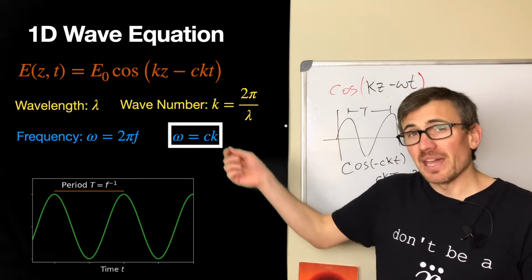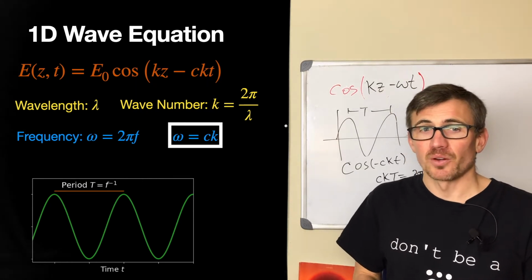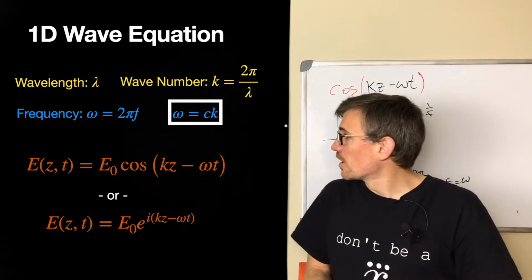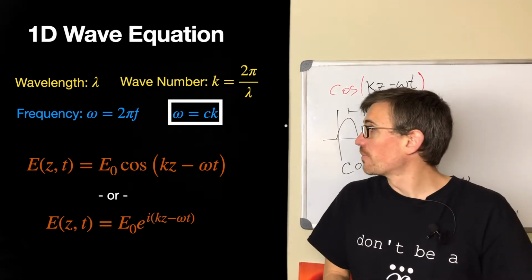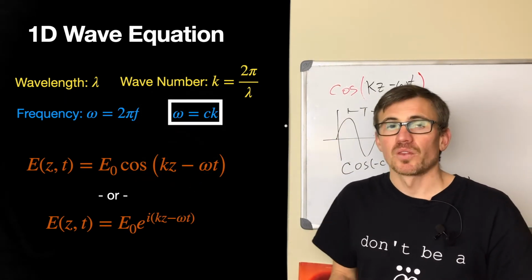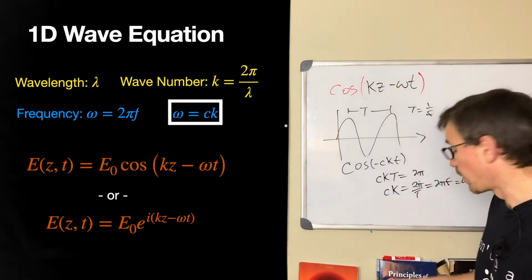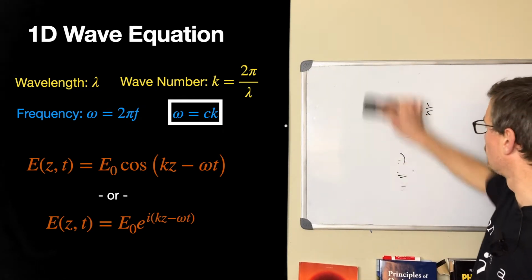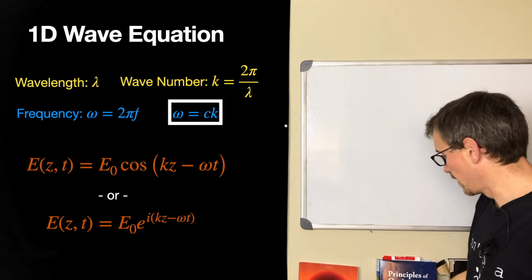And also k is equal to 2 pi over lambda. Okay? So we can now write our solution to the wave equation this way. We can write it as a cosine. Oftentimes in the course, we're going to write this as a complex number. It's just going to be much more convenient, right?